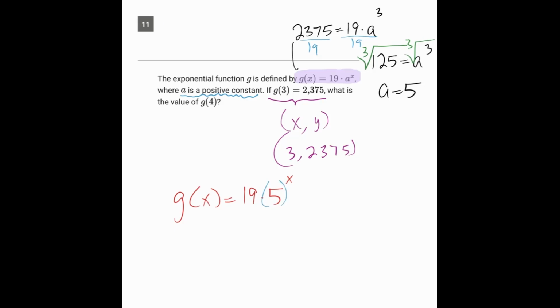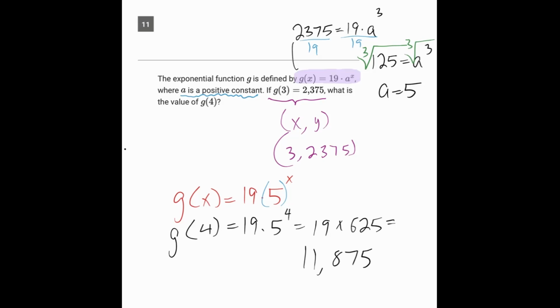And so what's g of 4? That basically means that we're just plugging in x equals 4 here. So 19 times 5 to the 4th. And on the calculator, 5 to the 4th is 625. So that's 19 times 625. And once again on the calculator, that comes out to 11,875.